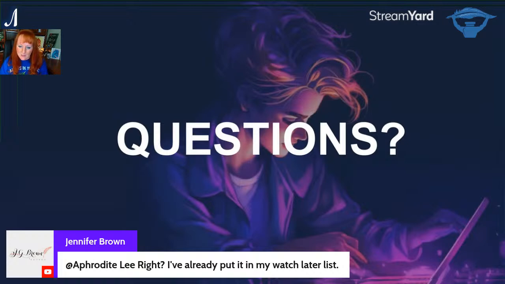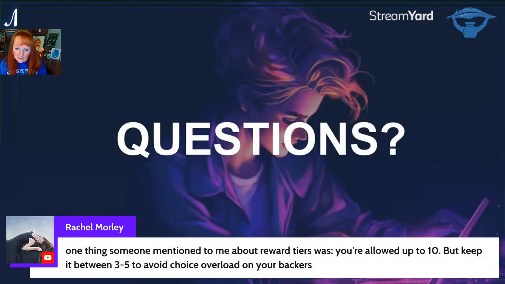Reward tiers, you're allowed up to 10, but keep it between 3 to 5 to avoid choice overload. Yeah, and I did wonder if I had choice overload because I had 9. And I wonder if I could have raised more money if I didn't have choice overload, for sure.